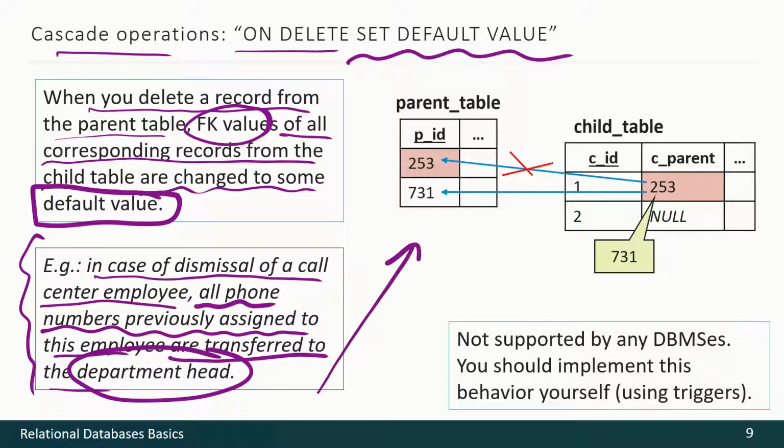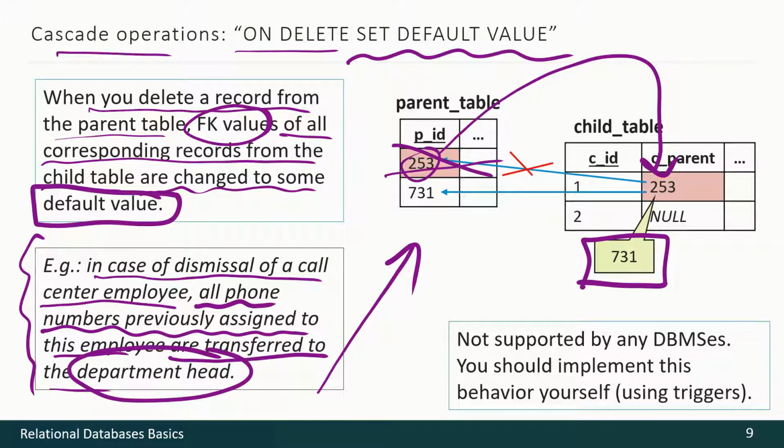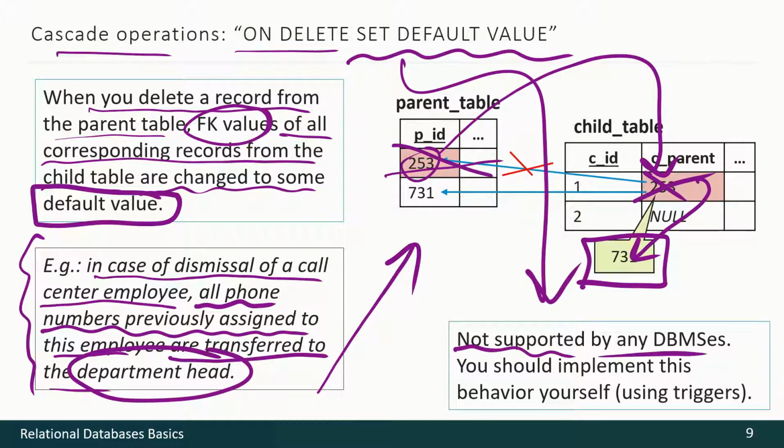This is how it looks like. When we delete some record here, the DBMS should find all those values, then the DBMS should somehow find out this new value and change that old value to this new value. This operation is not supported by any DBMSs by default, so you should implement this using triggers.